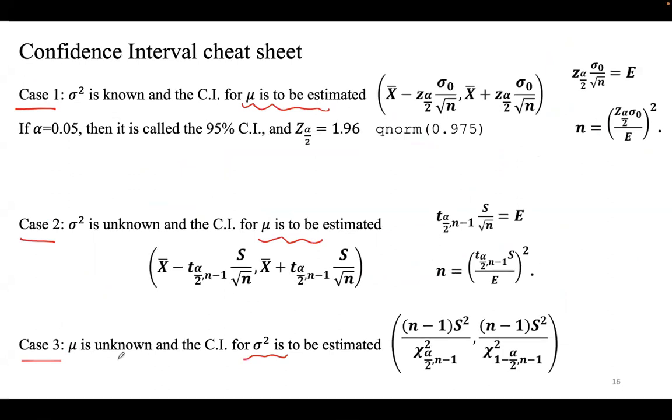So mu is unknown. We don't know mu. And we want to estimate sigma square, right? So it's going to be this form, n minus 1 times the sample variance divided by the chi-square. Now here you see, what we have seen is Z alpha by 2, Z alpha by 2, t alpha by 2. So the term that is being added or subtracted is always alpha by 2, right? But here it's not so. It's alpha by 2 here, but it's 1 minus alpha by 2 in the other case.